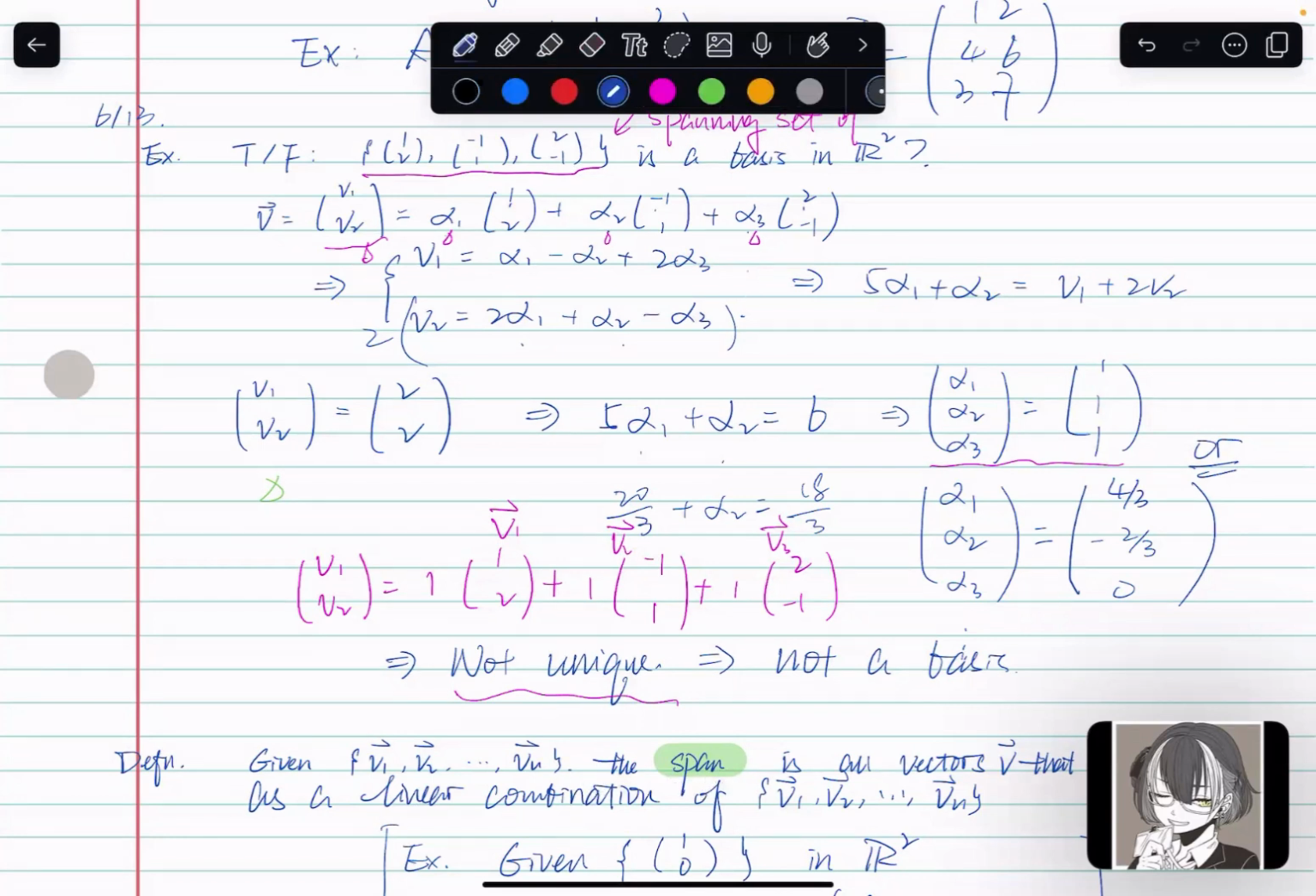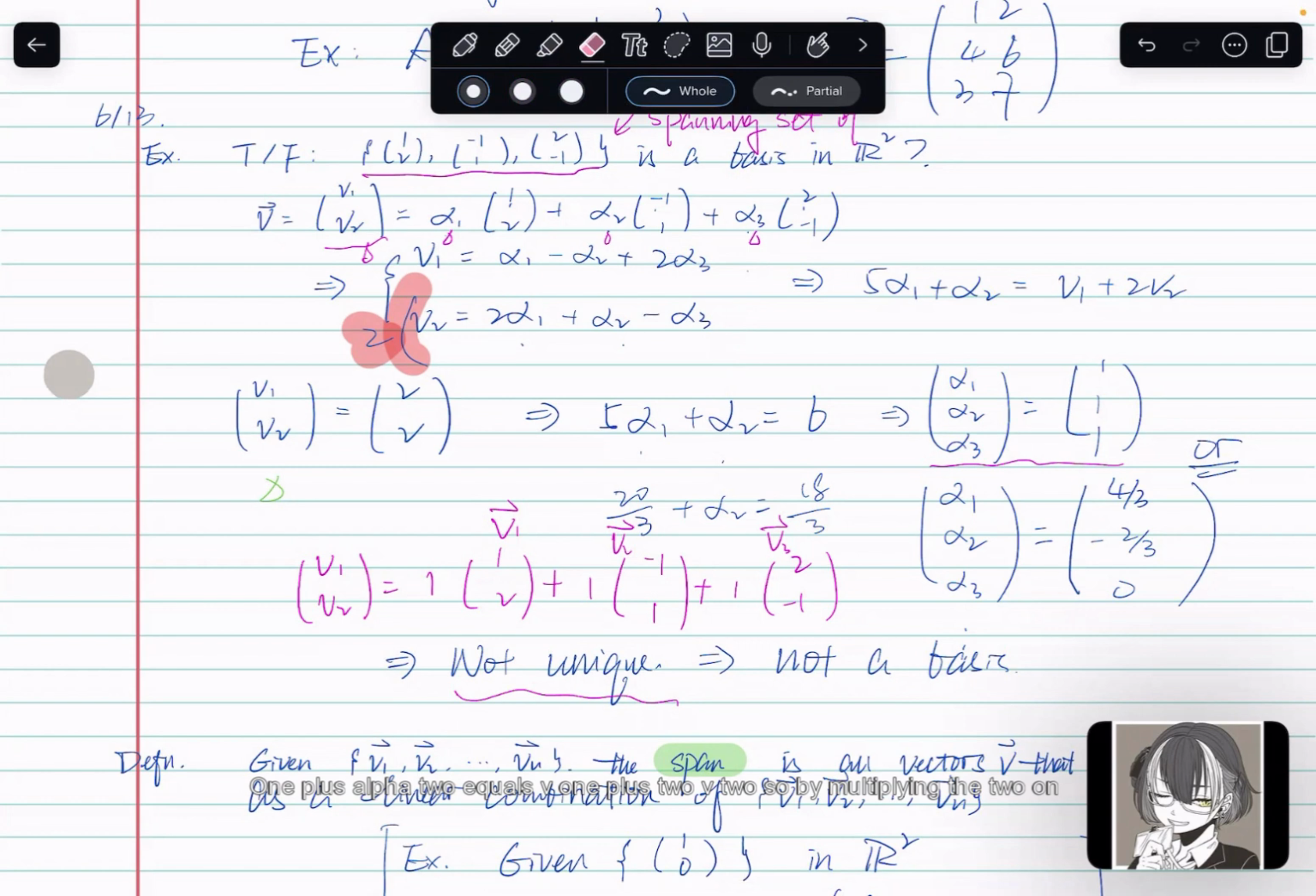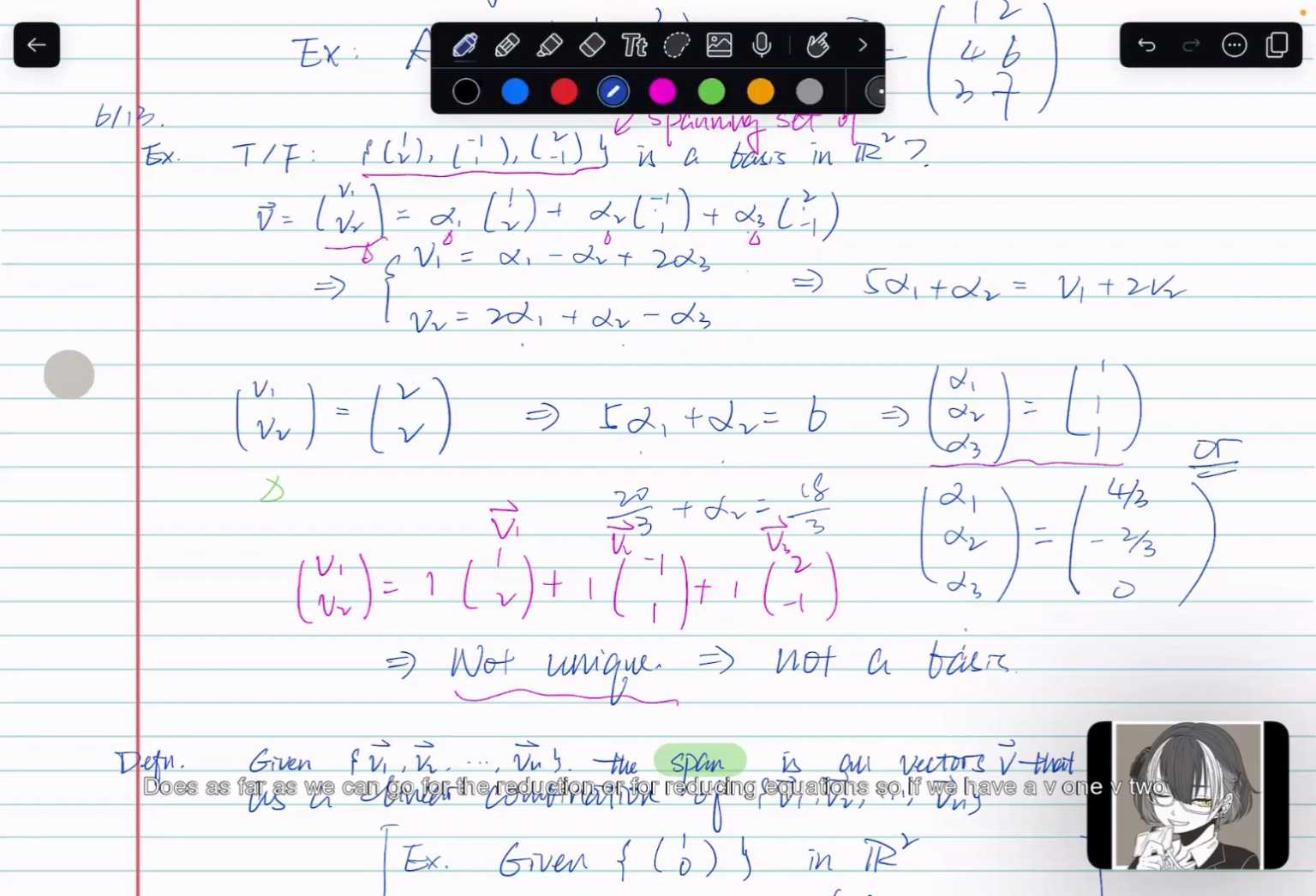All right, so given these two equations, we can further reduce them. If we multiply the second equation by 2, we end up with 5 alpha 1 plus alpha 2 equals v1 plus 2 v2. So by multiplying the 2 on the bottom, we eliminated the alpha 3 in both equations. But that's as far as we can go for reducing the equations.